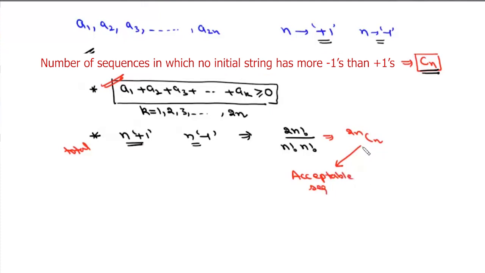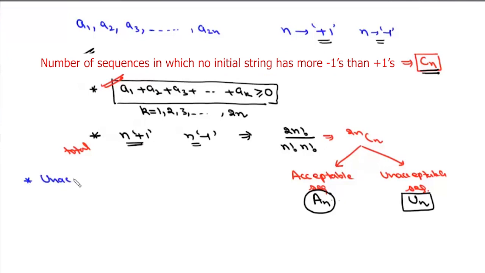And then there will be sequences which do not follow this property, and suppose we say they are unacceptable sequences. Now this is, say, an and this is un. Now we need to find the number of acceptable sequences, and we have to prove that the number of acceptable sequences is equal to Catalan numbers. Now we'll find this an indirectly by calculating this un, which is the number of unacceptable sequences.